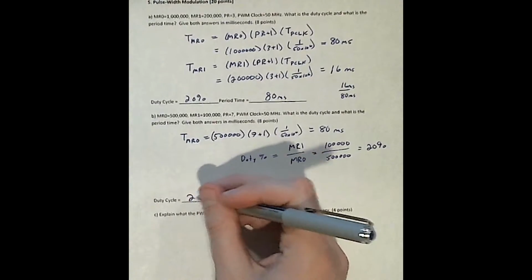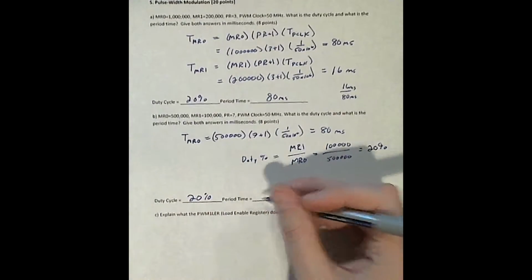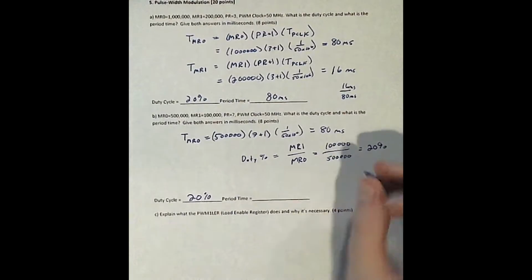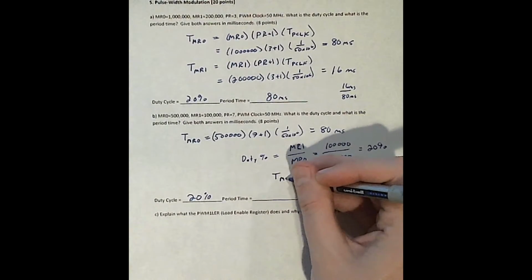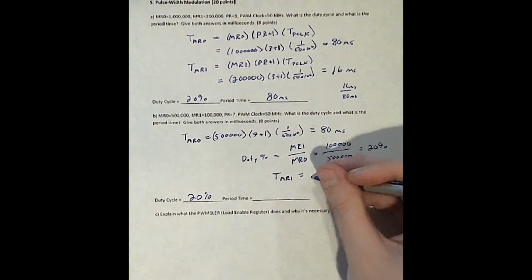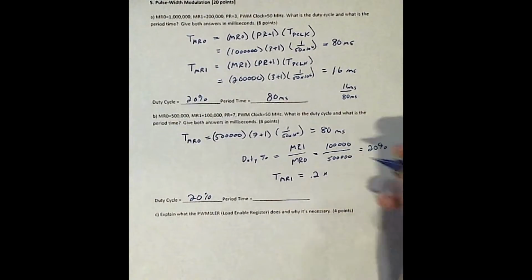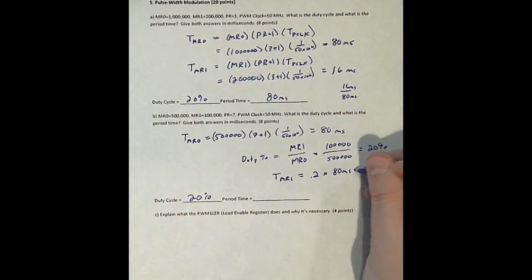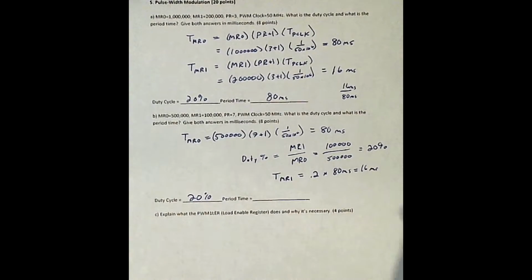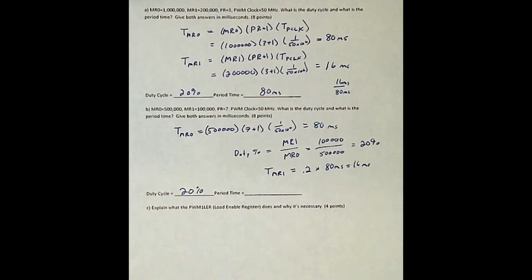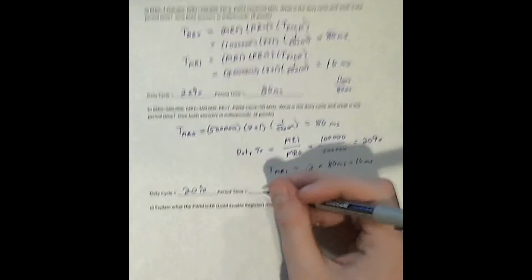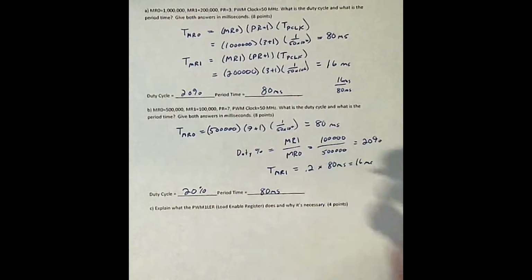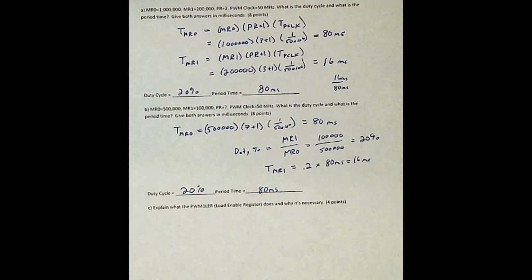And so we could also calculate out the duty time then, and T MR1 would be 0.2 or 20% times 80 ms, which is 16 ms. So we can use that same calculation to find the duty time, and then we have 80 ms for our period time as well.